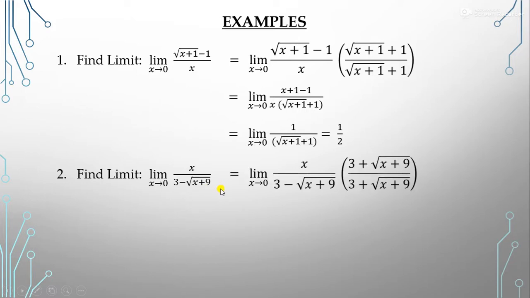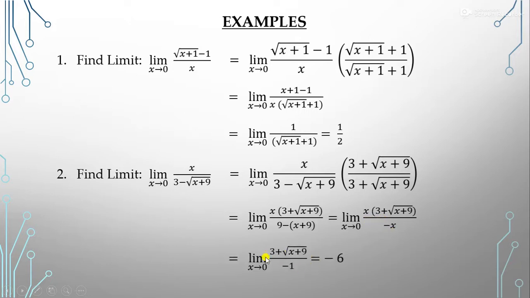So here we rationalize by 3 plus square root of x plus 9, and you multiply and divide by this. Now in the numerator you have x times (3 plus square root of x plus 9), and in the denominator it becomes (a minus b)(a plus b), which is a square minus b square. So a square, 3 square, is 9, minus b square, which is x plus 9. So 9 cancels out here, and x cancels out, so it becomes 3 plus square root of x plus 9 upon minus 1.